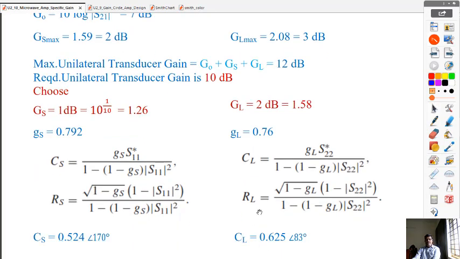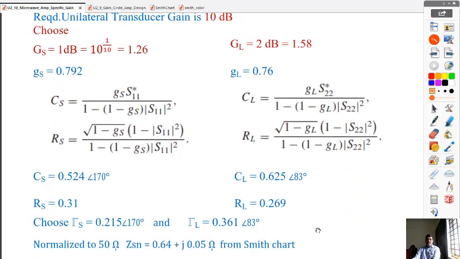Similarly, you can compute the radius of constant gain circle by using these expressions. The computed values are the center of the constant gain circle at load CL equals 0.625 angle 83 degree, and the radius of the constant gain circle at the load end is equals 0.269. So the next step is we have to draw these two circles, one at the source end, another one at the load end on the Smith chart.